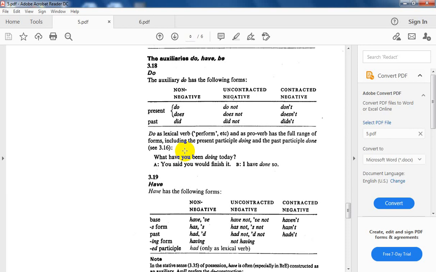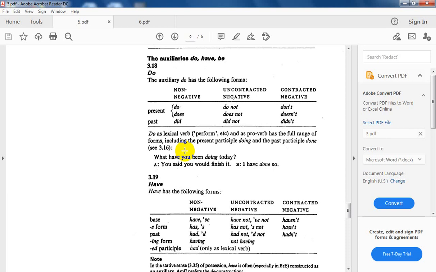The auxiliaries have been classified into primary verbs and modals. The primary verbs contain three categories: do, have, and be. Starting with the first one, which is do, here we have certain forms for the verb do.